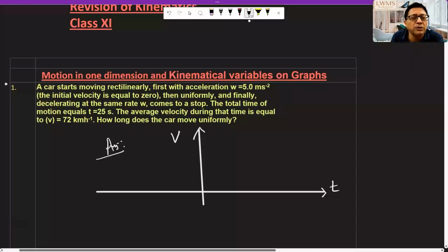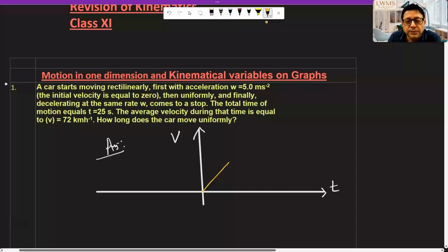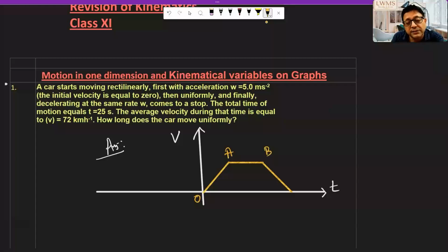Don't be confused, omega here means they have given acceleration. First they told first acceleration. At first it has acceleration. Then it goes uniformly. Then it is retarding. Clear? So start from here: accelerating O to A, uniform velocity, then retarding. Graph is correct.